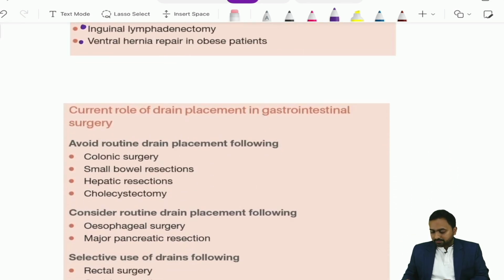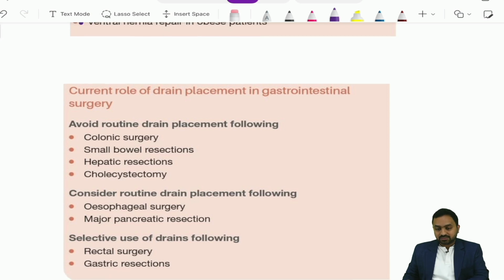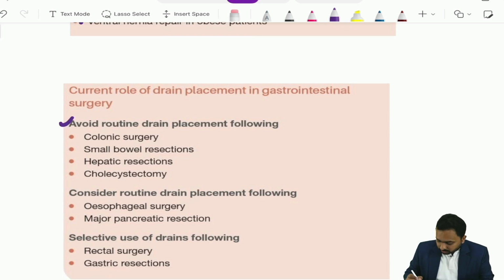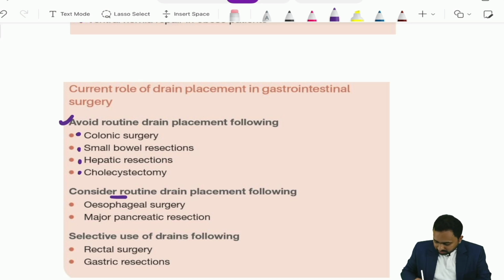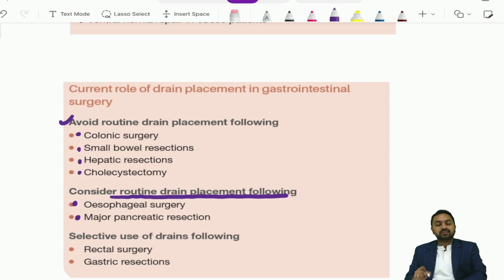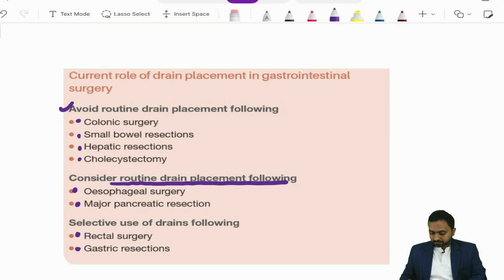And the current role of drain placement in your GI surgery is said to avoid routine drain placement following colonic surgery, small bowel resection, hepatic resection and cholecystectomy, and to consider routine drain placement following your esophageal surgery and major pancreatic resection, and the selective use of drains in your rectal surgery and gastric resections.